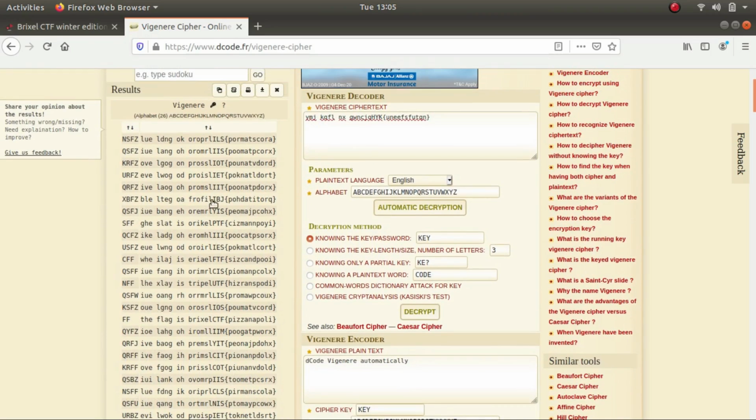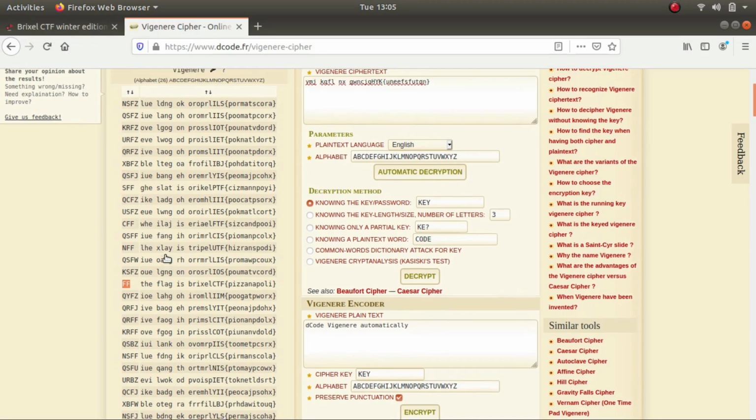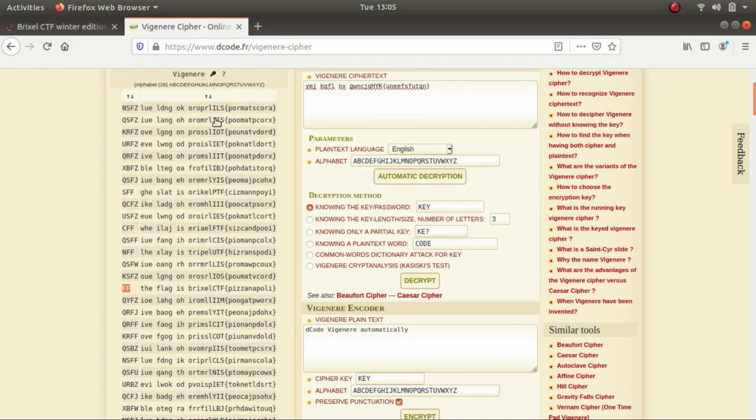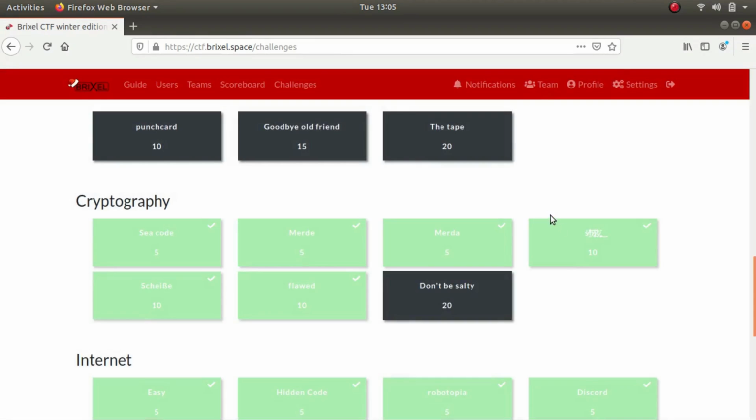Let's look for English words that look familiar to us. Okay, so it says the flag is Brixel CTF, and the key that was used to encrypt it was FF. So this is the flag for the challenge. Let's move ahead and solve the next one.